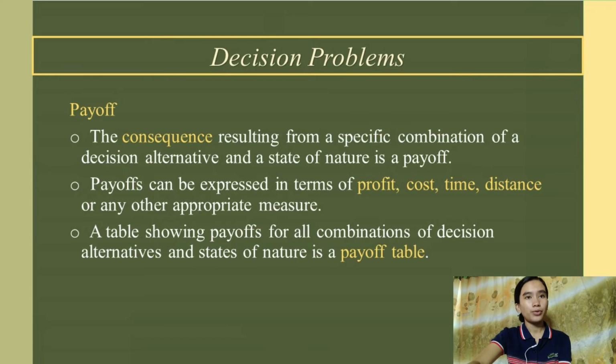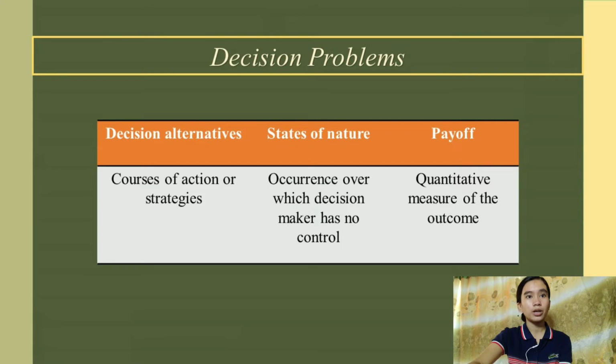So next is the payoff, wherein this is the consequence resulting from a specific combination of decision alternatives and the state of nature, wherein this is also what you call the result. And this can be expressed in terms of profit, cost, time, distance, or any other appropriate measure. So, kapag nakakita tayo ng payoff table, this is the combination of decision alternatives and state of nature. So, as I mentioned earlier, decision alternatives are the courses of action or strategies. States of nature is the uncontrollable, and the payoff is the result or the quantitative measure of the outcome.